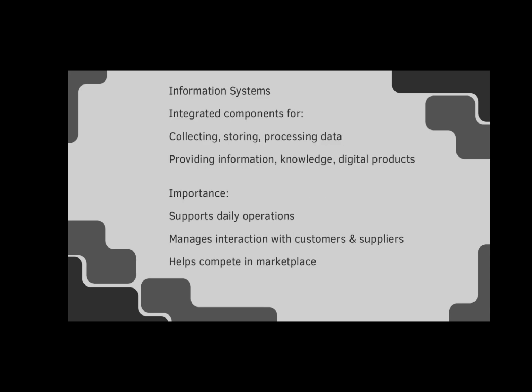Information system. Integrated components for collecting, storing, and processing data to provide information, knowledge, and digital products. Importance: support daily operations, manage interaction with customers and suppliers, and help to compete in the marketplace. For example, when you order food in Jollibee, the cashier inputs your order in the computer. The system records it, sends it to the kitchen, and prints your receipt. That is an information system at work.